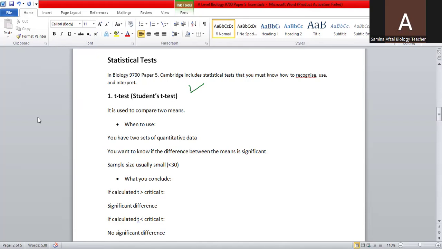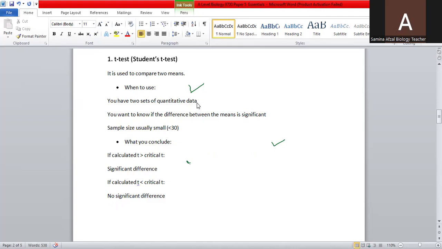When to use it: you have two sets of quantitative data, and you are able to compare them. You want to know if the difference between the means is significant, and the sample size should be less than 30. What do you conclude from this t-test? If the calculated t value is greater than the critical t value which has been given, then there will be a significant difference.